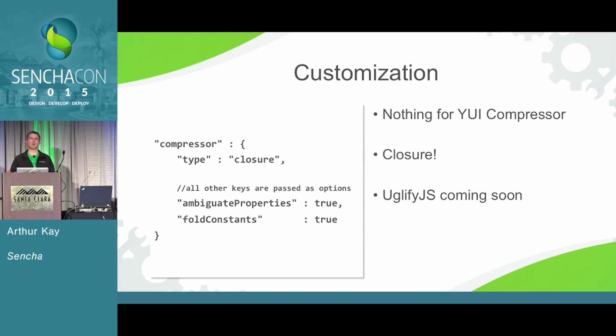How can we further customize how Sencha Cmd works with the build process? Inside of your compressor block, which I showed you a moment ago, you can actually, for only Google Closure right now, add additional compilation flags inside of this compressor object. We will be supporting UglifyJS hopefully sometime soon. Nobody's been screaming for it, so we haven't rushed that.